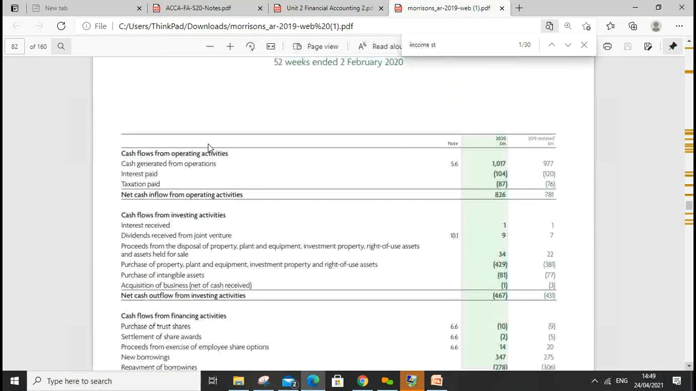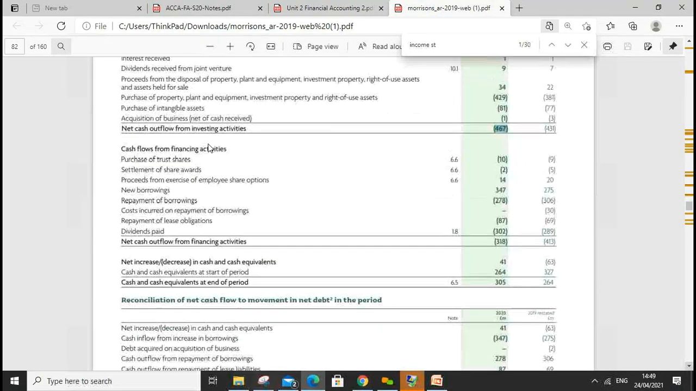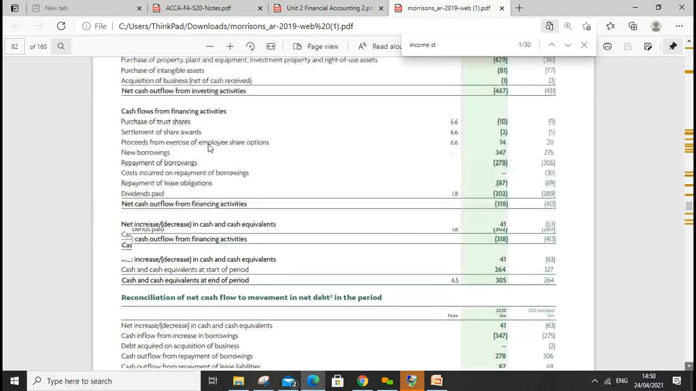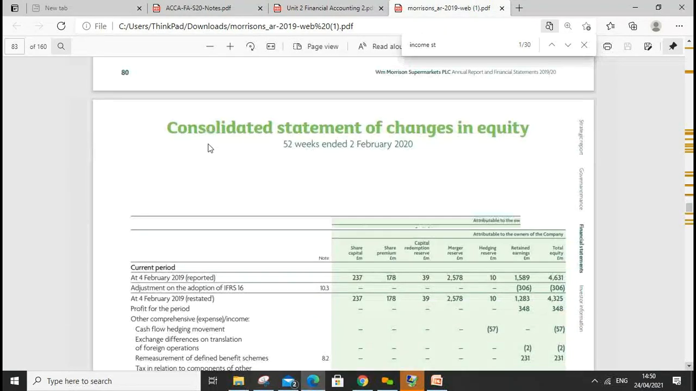Then the statement of cash flow. Operating activities, cash went up. Investing activities, cash went down, outflow is more than inflow. Then financing activities, cash outflow, and the net increase or decrease. At the end, we have an overall cash position that is better, 305 million net balance, and 264 was the last year. So that figure shows in the statement of financial position as well.